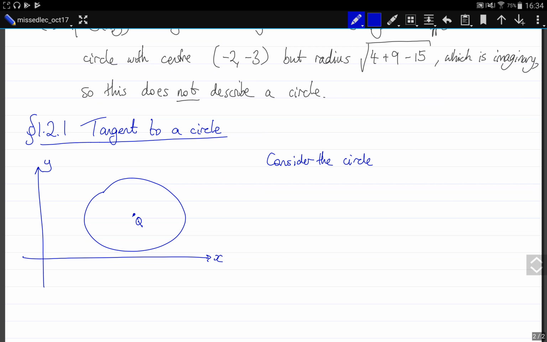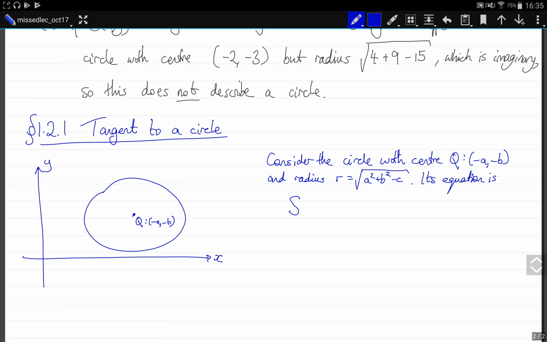Consider the circle with centre Q, and I'm going to call the centre coordinates minus A, minus B, so that when we write down the equation of the circle, they appear positive. And radius R equals the square root of A squared plus B squared minus C. So I'll write it like that for the same reason. So I'm going to label it with the letter S and write its equation as x squared plus y squared plus 2ax plus 2by plus c equals 0.